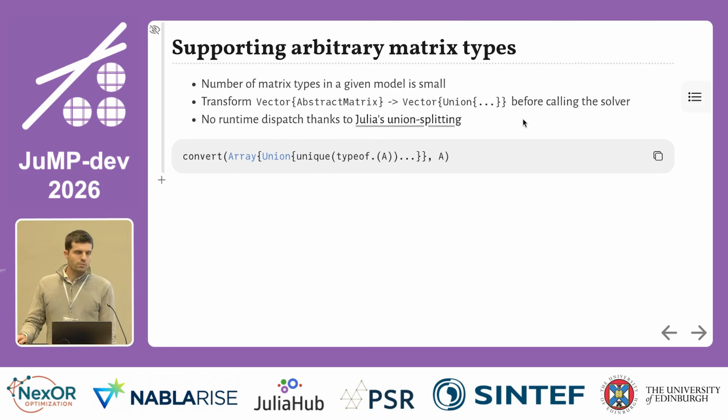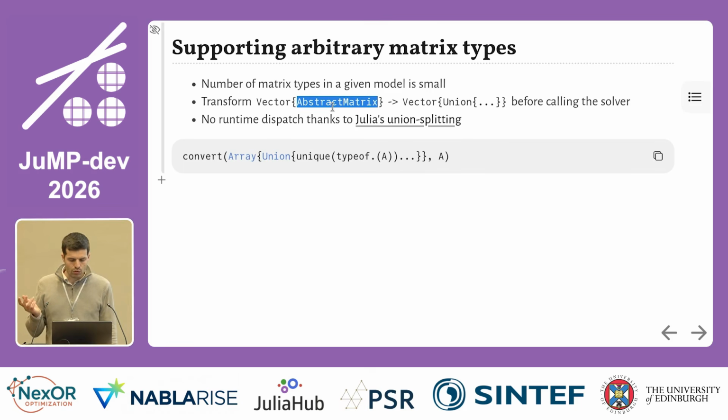Okay, a small trick. If you want to support any matrix type, that means that in low-rank opt, because we want to allow the user to give any matrix, we cannot restrict it with a constraint. We cannot list that it can be either a dense, sparse, or low-rank matrix, because then the user cannot give something else. So we need to accept any abstract matrix. But it also means that when the solver calls the callbacks and we access these matrices, it's going to be type unstable and slow in Julia.